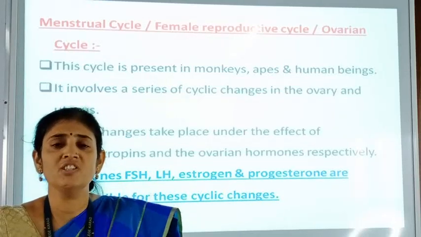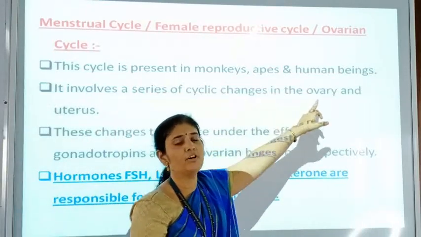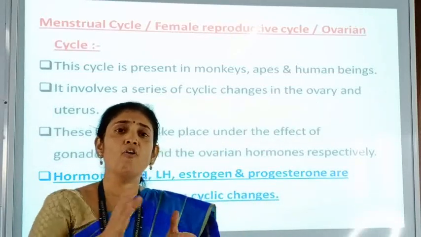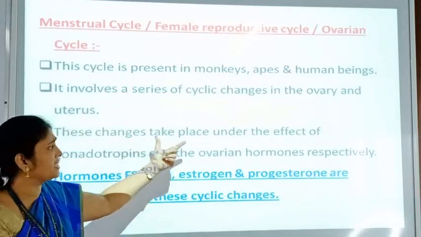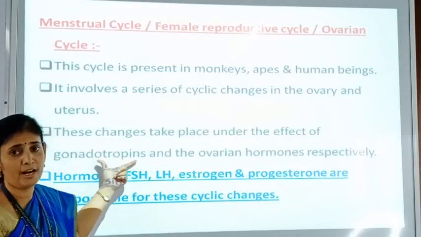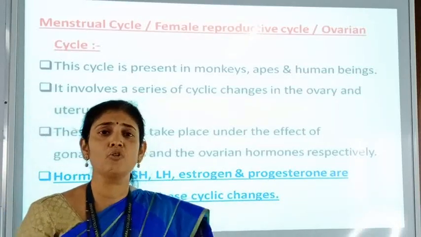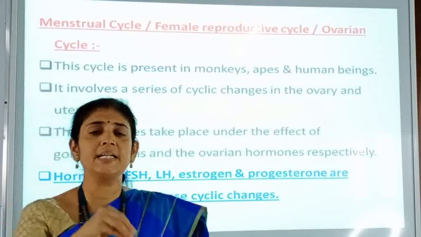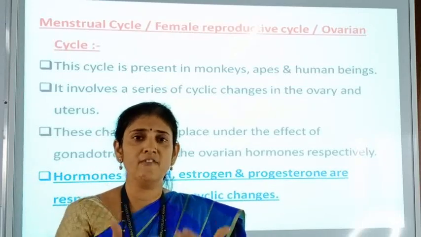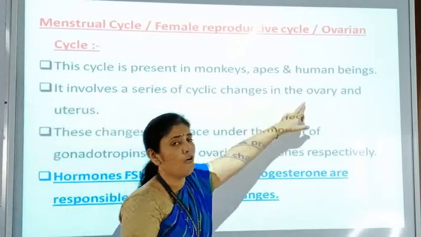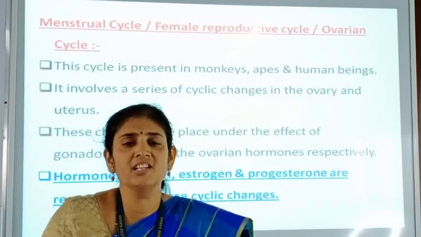The different hormones which are secreted by our pituitary gland are responsible for the developmental changes in the ovary, and the hormones which are secreted by the ovary are responsible for the developmental changes in the uterus. So these changes take place under the effect of gonadotropins and the ovarian hormones respectively. Gonadotropins, as we have studied in the control and coordination topic, are secreted by our pituitary gland. By these pituitary hormones, the developmental changes take place in the ovary, and then ovarian hormones are secreted by the ovary, which are responsible for the developmental changes in the uterus.